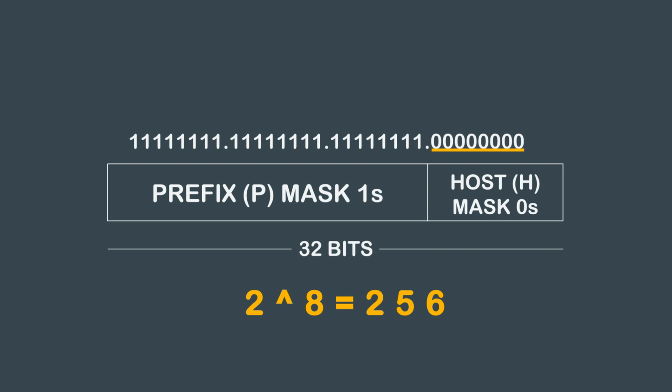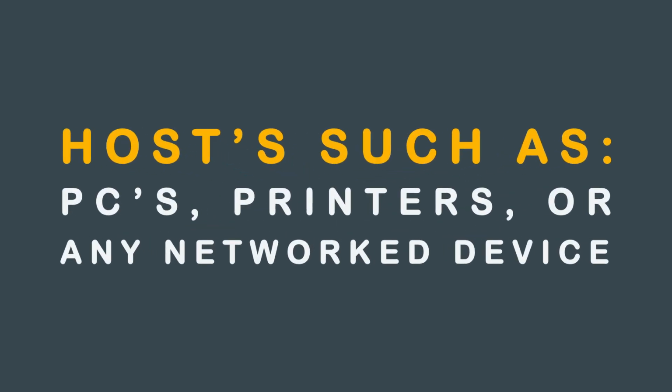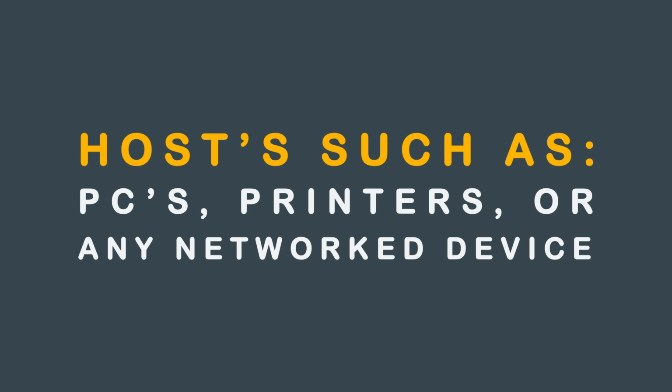However, we have to remove the first and last addresses from the pool of usable addresses to accommodate the network and broadcast. Finishing the formula, we subtract 2 and we get 2 to the power of 8 minus 2 equals 254 usable IP addresses for hosts, such as PCs, printers, or any other network device.